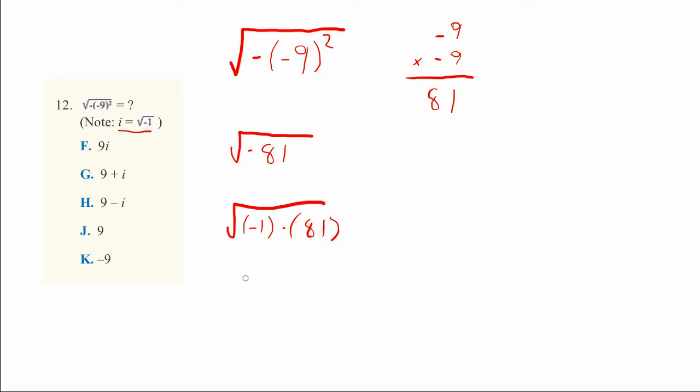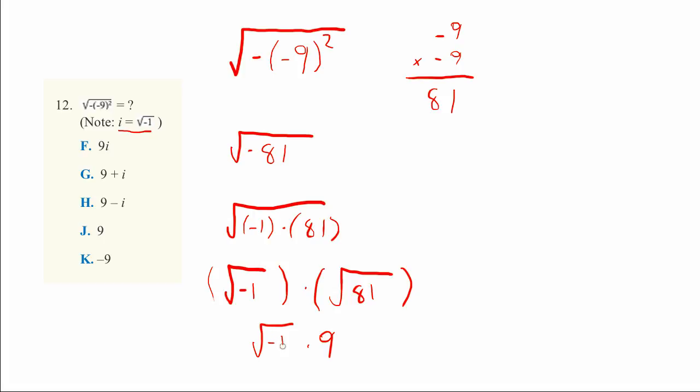And I can actually break this down again. I'm allowed with square roots to say the square root of negative 1, this whole thing, times the square root of 81, and I can write things this way. And I know what the square root of 81 is. This is just 9. It's pretty simple. So now I have 9 times the square root of negative 1, whatever that is.